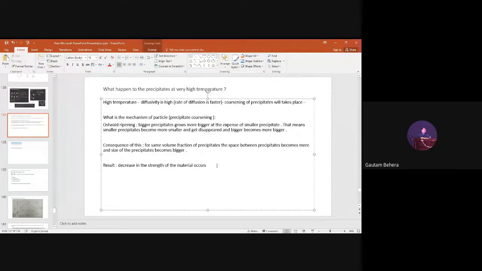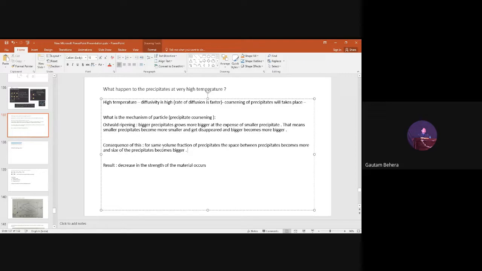With time, what will happen? Smaller particles will get disappeared, or smaller precipitates will get disappeared from the matrix. We'll be left with bigger or coarser particles, which decreases the strength. So you understand the gap between the particles will increase because the volume fraction is fixed. If fewer particles are there, we are left with bigger particles, and the space between the particles increases. So dislocations will find an easy way to cross the particles. The strength will decrease like this.